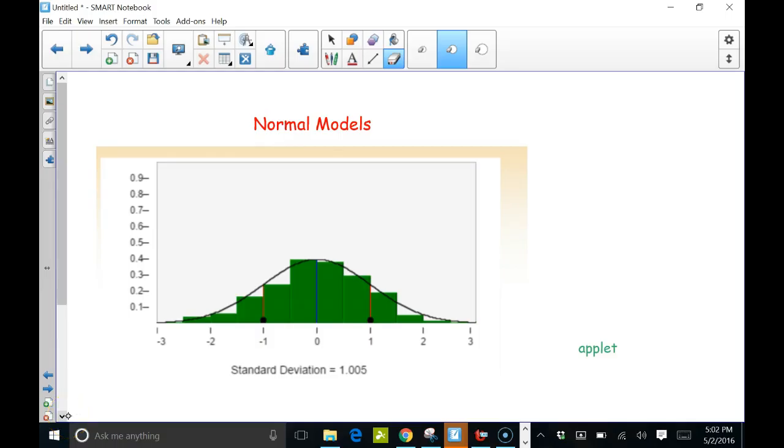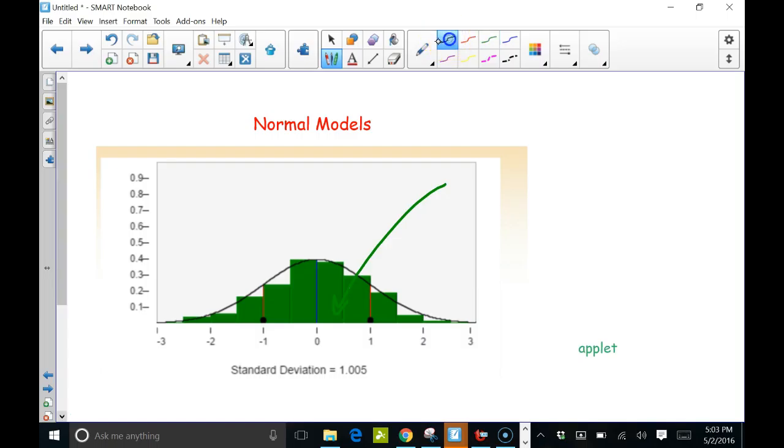It's now time to talk about our friend, the normal model. What I want you to understand is that in real life, we collect raw data, and that raw data can be graphed by using methods or graphs like stem and leaves, box plots, or histograms. This green histogram is representing whatever we've collected, but it's raw data. Do you see how it's not perfect?